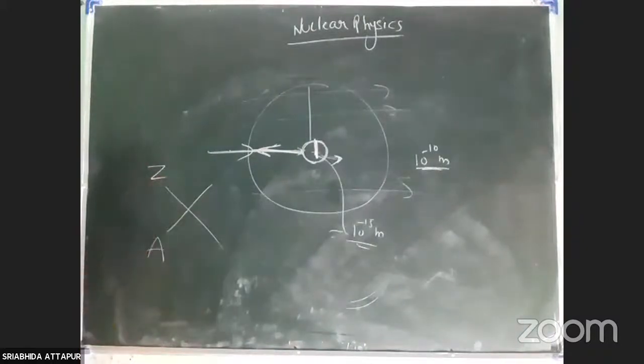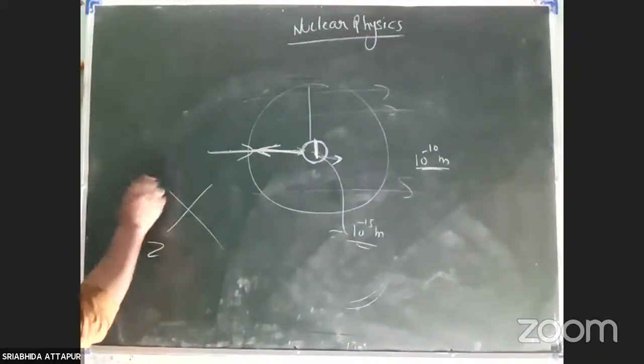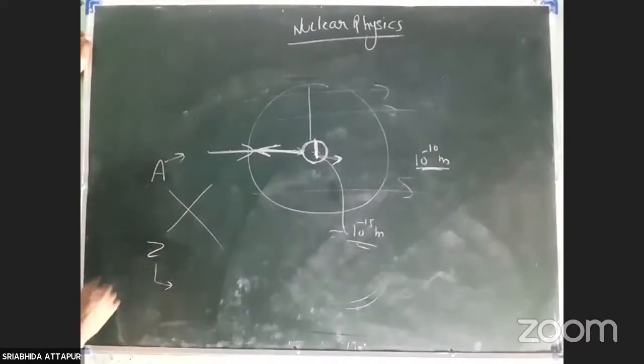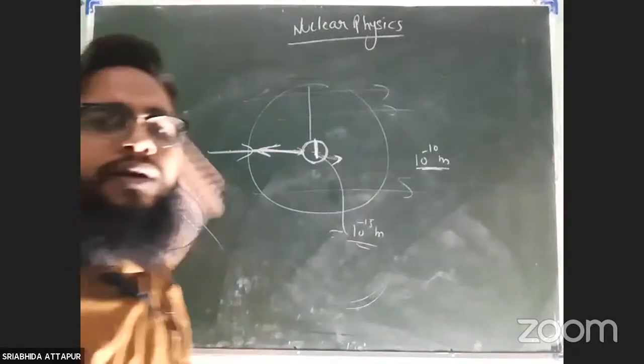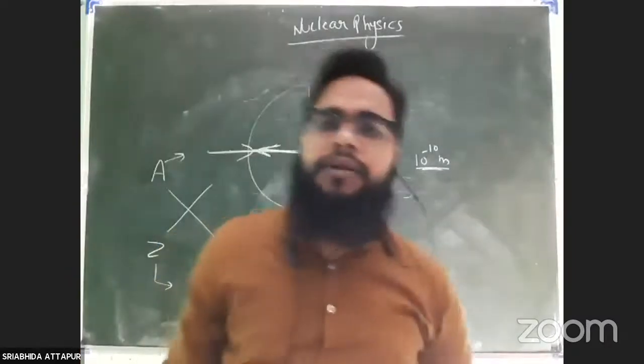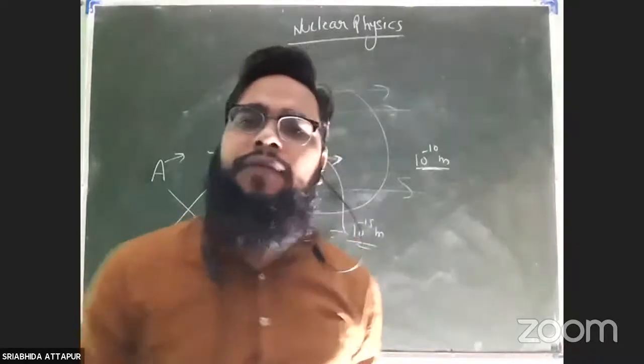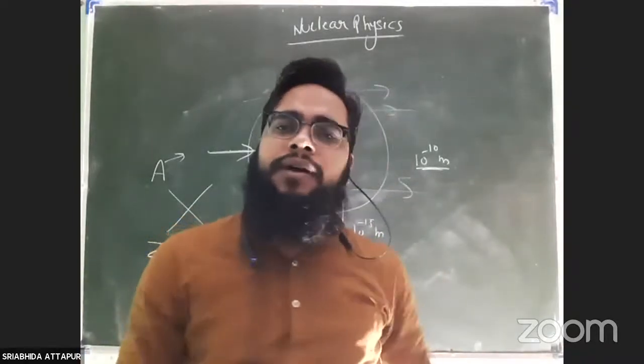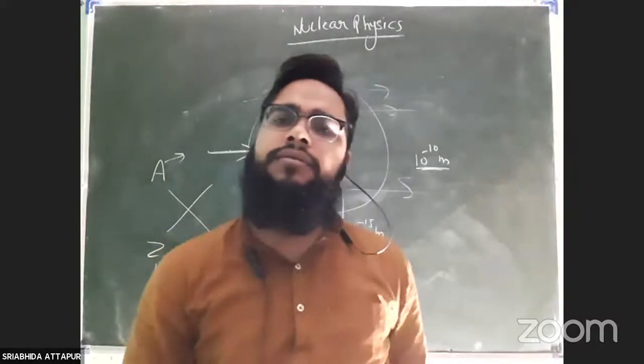It is, sorry, it is Z. This is the atomic number, this is the mass number. And one more thing: can I say number of protons equals number of electrons? In any atom, number of protons equals number of electrons. Is it a correct statement or a wrong statement?